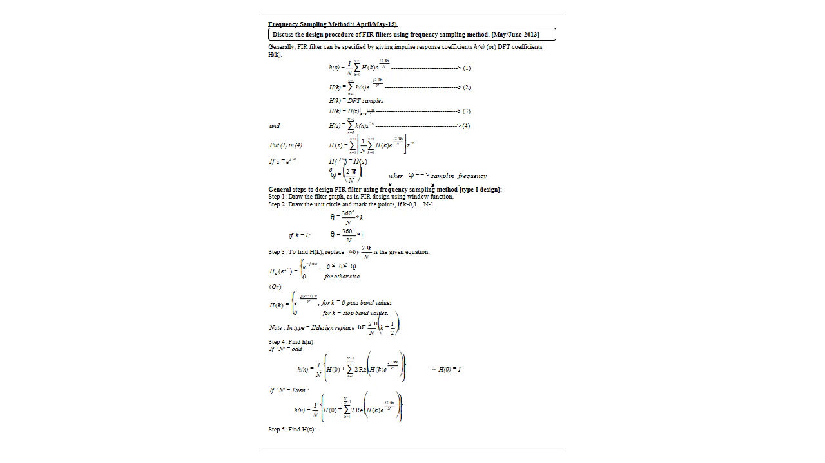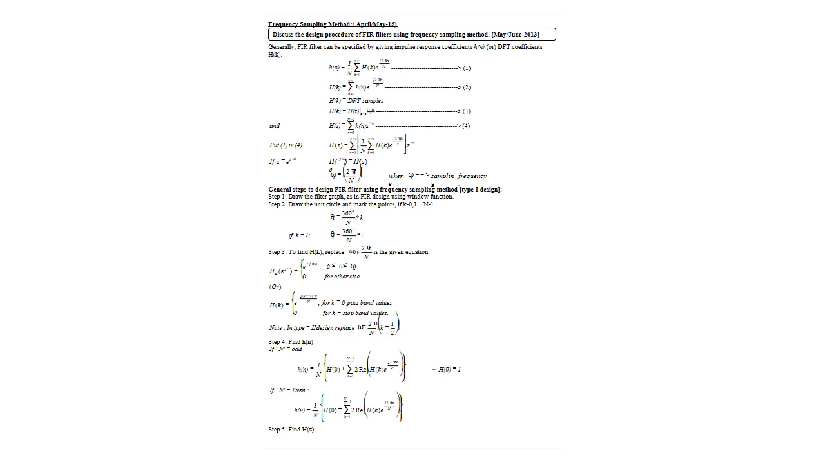H of k is equal to H of z, with z equal to e to the power of j 2 pi k by N. So that is H of z is equal to summation n equal to 0 to N minus 1 h of n into z power minus n. So put 1 in 4. So that is H of z is equal to summation n equal to 0 to N minus 1 1 by N summation k equal to 0 to N minus 1 H of k into e power j 2 pi nk by N z power minus n.